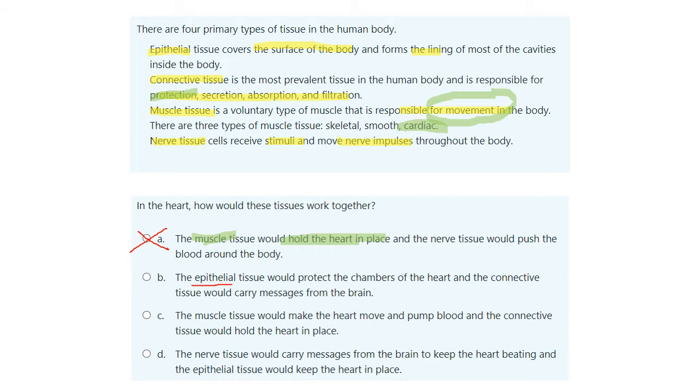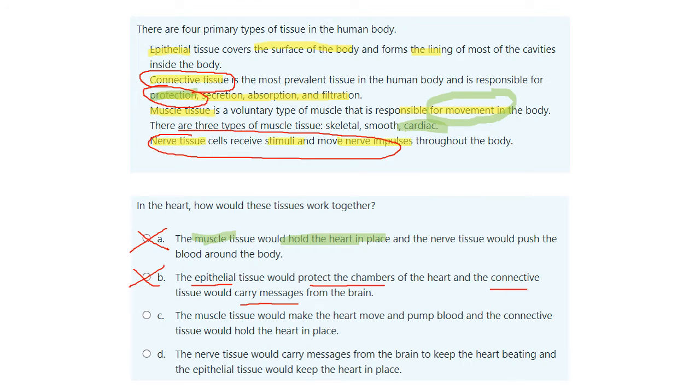B, the epithelial tissue would protect the chambers. Well, protection is, I think, connective tissue, not epithelial tissue. And connective tissue carrying messages from the brain would be nerve impulses. So B does not make sense.